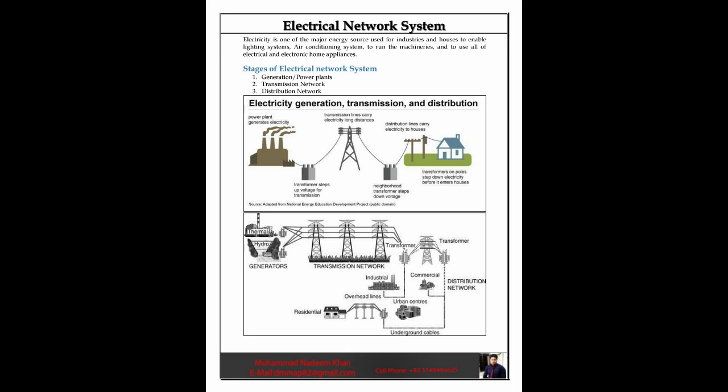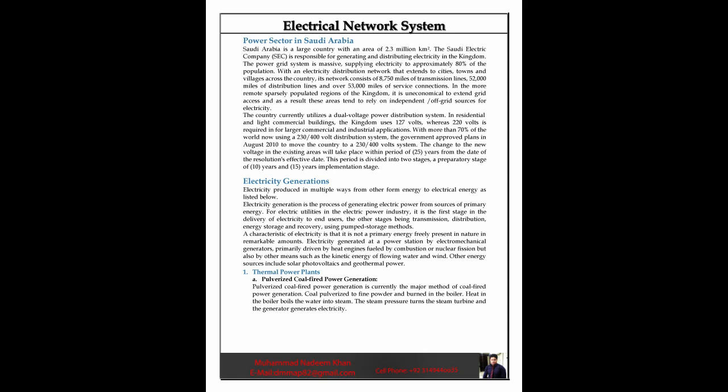Electricity is one of the major energy sources used for industries and houses to enable lighting systems, air conditioning systems, to run the machineries, and to use all electrical and electronic home appliances. Stages of electrical network system: 1. Generation/power plants. 2. Transmission network. 3. Distribution network. Power sector in Saudi Arabia.